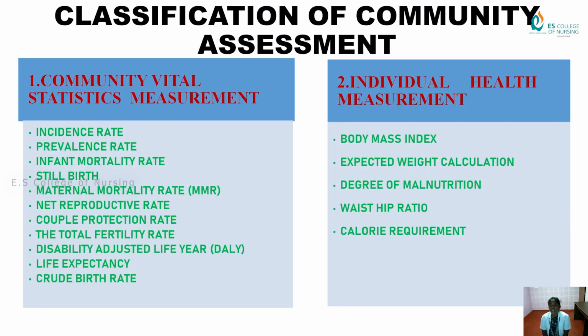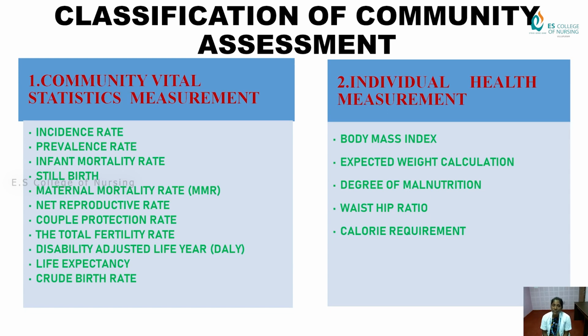Coming to the classification of community assessment, here it has two types. One is community vital statistics measurement and another one is individual health measurement. By these, we can assess the community. So now we are going to discuss the individual health measurement. Here we have body mass index, expected weight calculation, degree of malnutrition, waist hip ratio, calorie requirement.